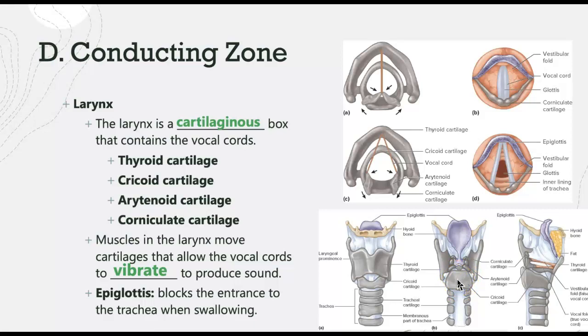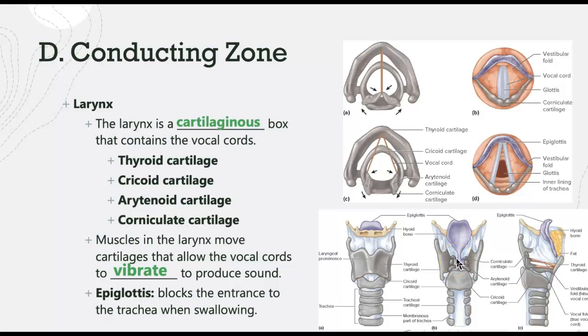Then we've got some smaller pieces of cartilage. Our arytenoid cartilages we can only see from the posterior view here, and they are these triangular pieces over here. Sitting on top of the arytenoid cartilage, we see the corniculate cartilage. And I always think these are a little sharp looking, so you could stick a little corn on the cob in that sharp little piece over there.